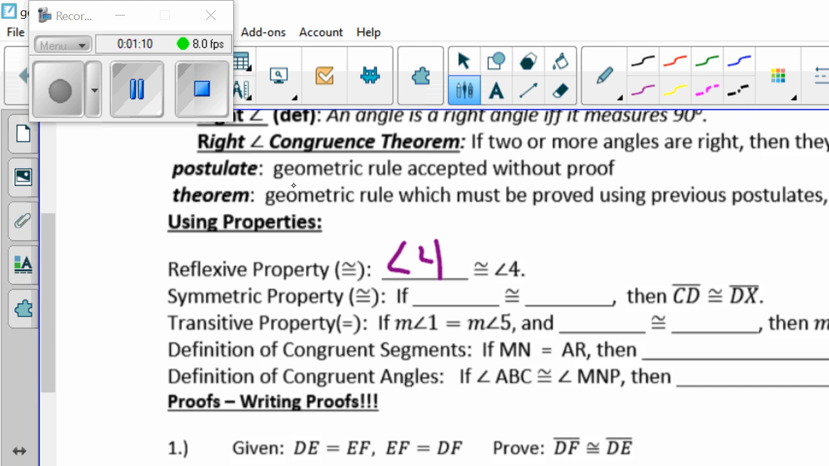The symmetric property of congruence. We need to fill in the "if" they give me, the "then": segment CD is congruent to segment DX. Remember that symmetric, they just traded places. So this would say segment DX is congruent to segment CD.